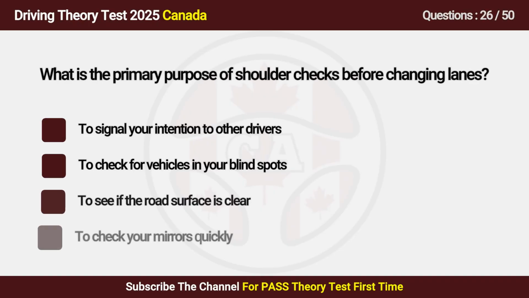Question 26. What is the primary purpose of shoulder checks before changing lanes? A. To signal your intention to other drivers. B. To check for vehicles in your blind spots. C. To see if the road surface is clear. D. To check your mirrors quickly.